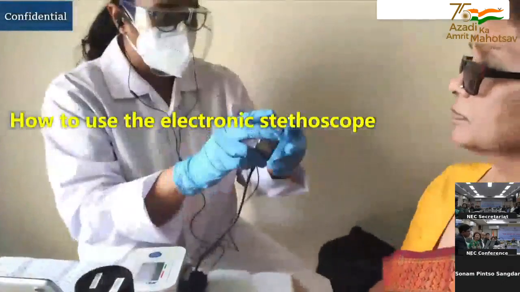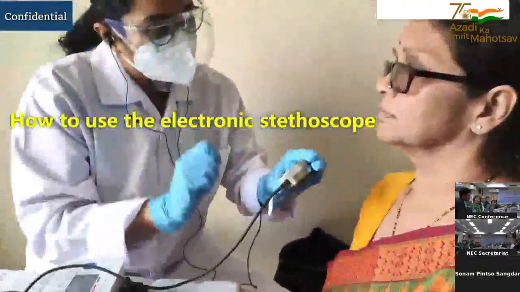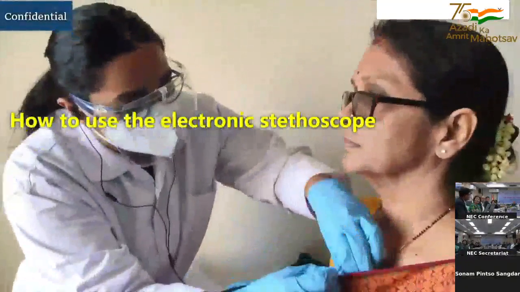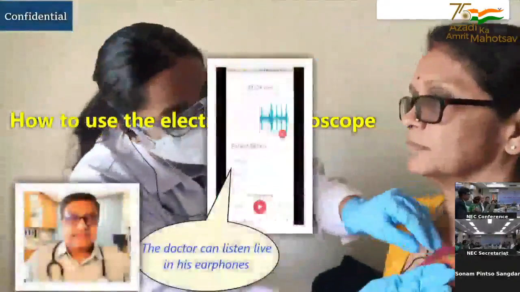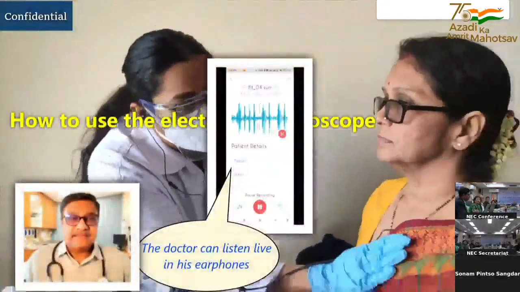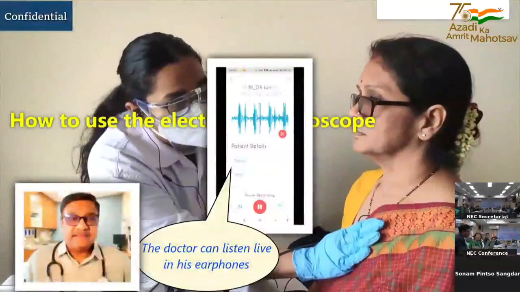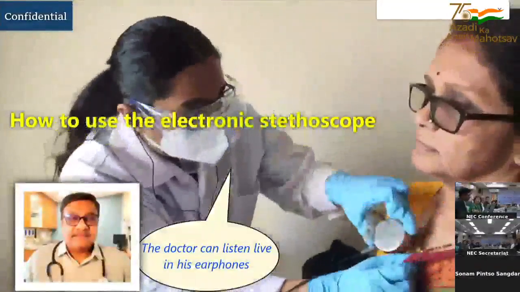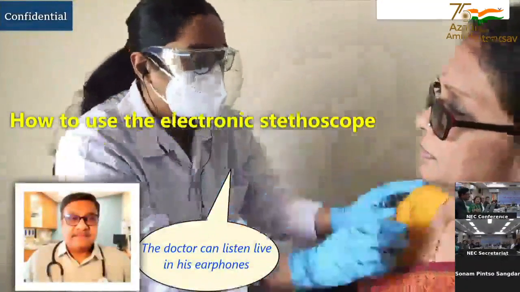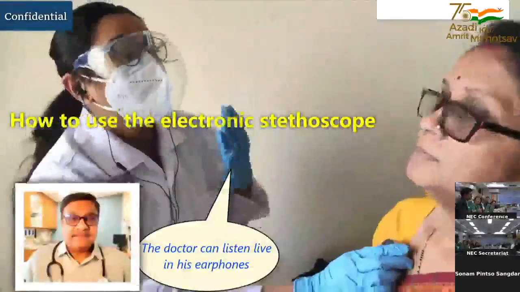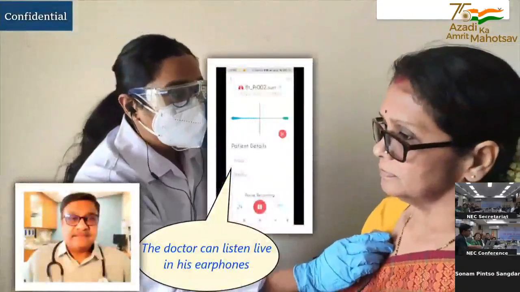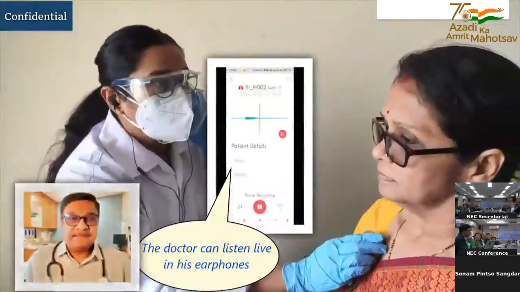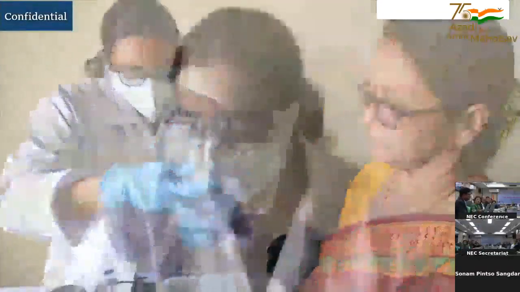The stethoscope which the doctor uses, all those sounds the doctor can actually hear in his device itself. So these are the real products which our Indian companies have actually developed, and would be very useful in the remote parts of the area, etc.